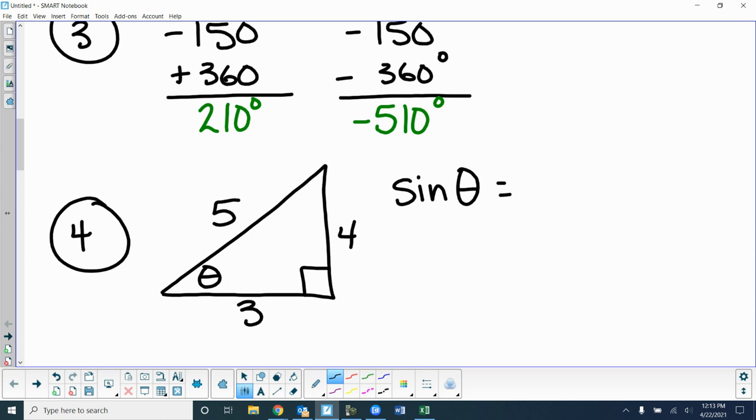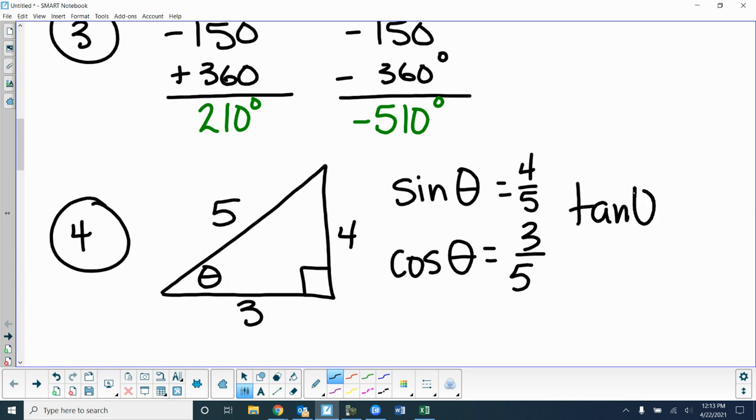Opposite 4 over hypotenuse 5 for sine. Cosine: adjacent 3 over hypotenuse 5. Tangent: opposite 4 over adjacent 3. Yeah, easy, simple, right?